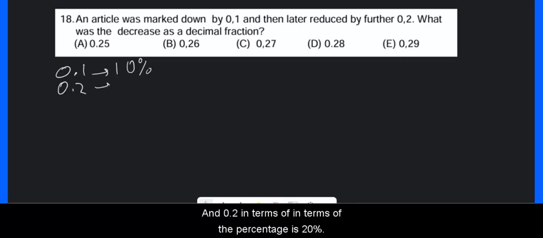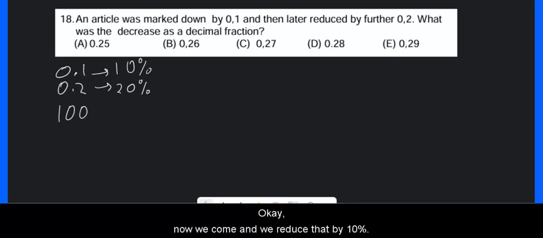Question 18. An article was marked down by 0.1 and then later reduced by further 0.2. What was the increase as a decimal fraction? What 0.1 is in terms of percentage is 10%. Okay, and 0.2 in terms of the percentage is 20%. So now we have this article. Let's assume that our article was 100, marked out of 100%.